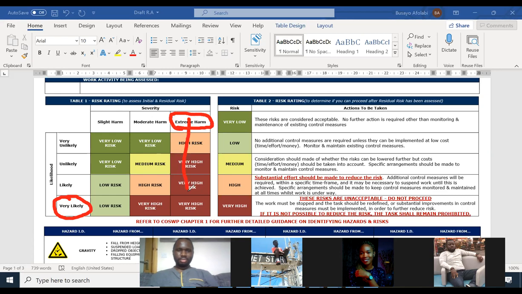From the risk rating, if we choose the extreme harm, it means it's very, very high risk. What do we mean by extreme? It means loss of life. So can the rope cause a loss of life? Yes or no? Beatrice? Yes, it can. Very good. So that is why we have to go for extreme harm.